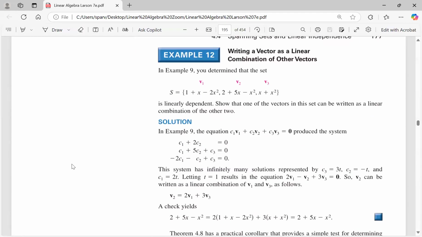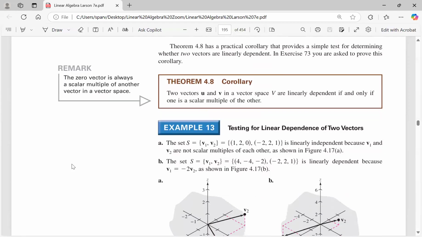And now there is a corollary to this theorem. And this is an interesting remark. The zero vector is always a scalar multiple of another vector. Because C is zero, right? For the zero vector, I'm sorry, C is not zero. For a zero vector, C could be 1,000. 1,000 times zero is zero. So the zero vector is always a constant multiple of another vector.